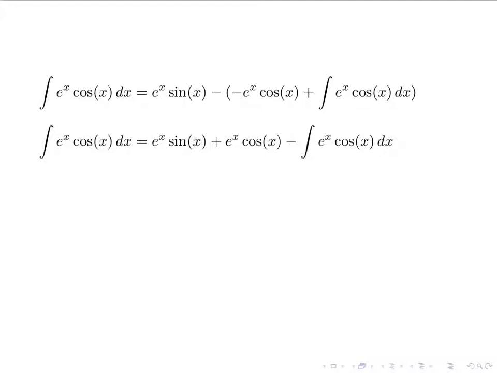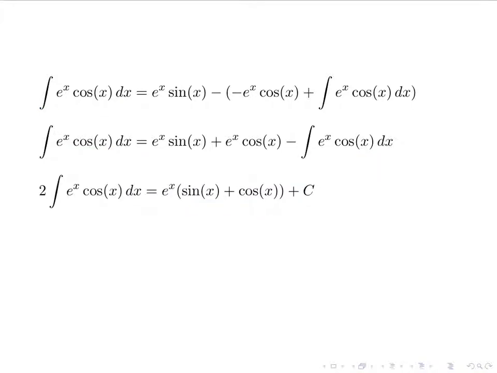And now, remember what we're solving for. We're looking for this guy. I've got one over here. I've got another over here. Whenever what you want is on both sides of the equal sign, you got to put them together. So I'm going to bring this over by adding it to both sides.